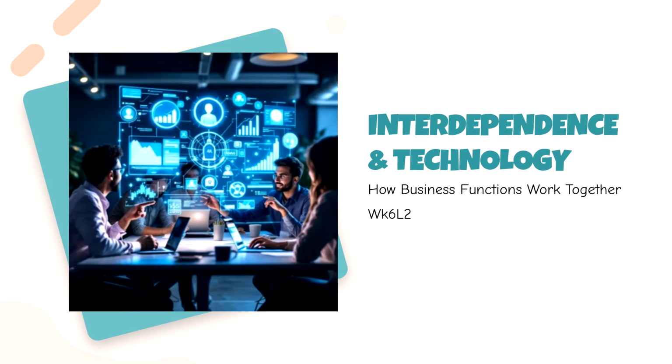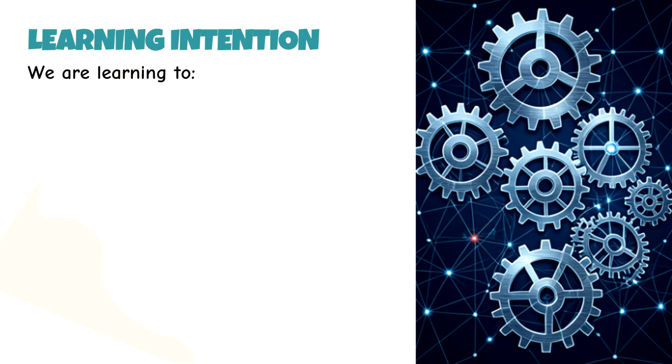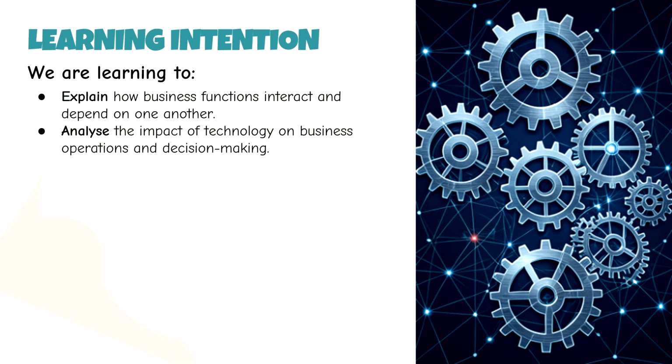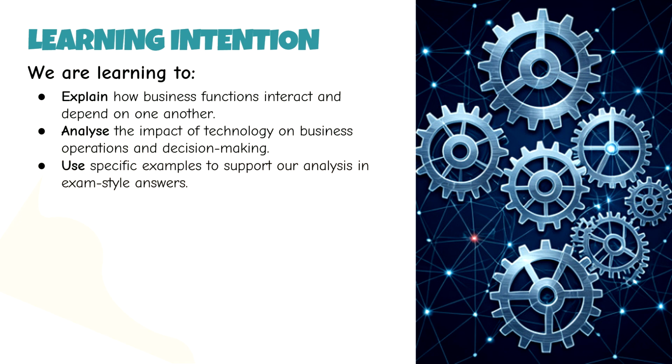Hi students, today we'll be talking about interdependence of the four business functions as well as how technology affects these functions. Today you are learning how to explain how the business functions interact and depend on one another. Then you're going to analyze the impact of technology on the business operations as well as decision making. And you need to be able to learn how to use specific examples to support your analysis in exam style questions.